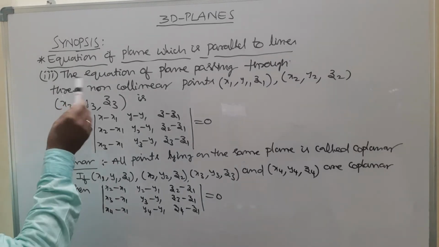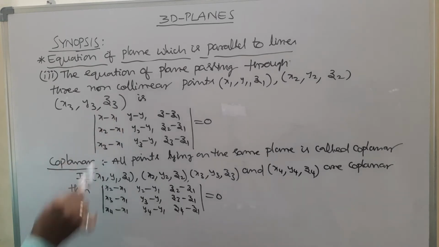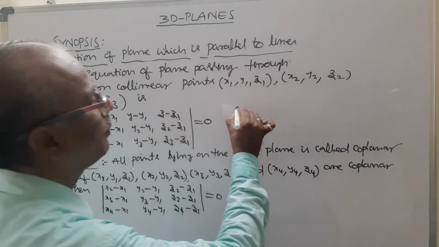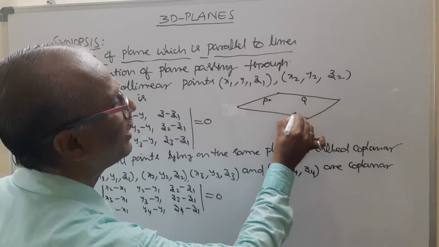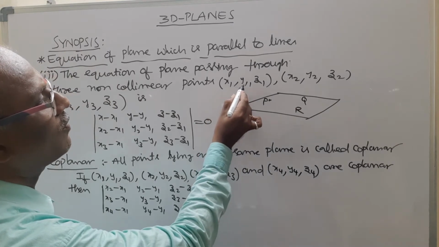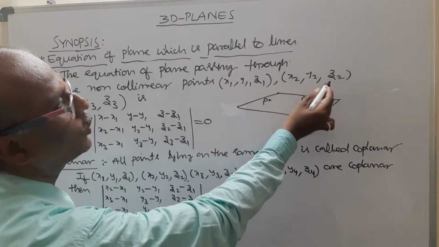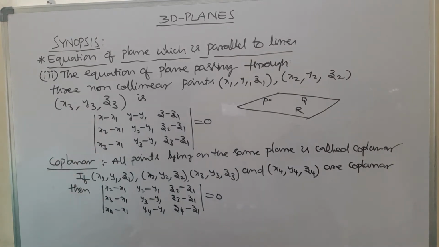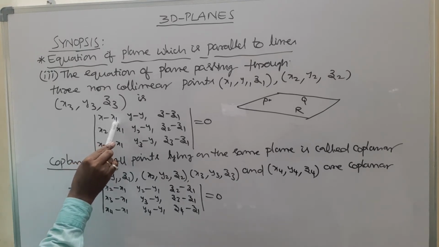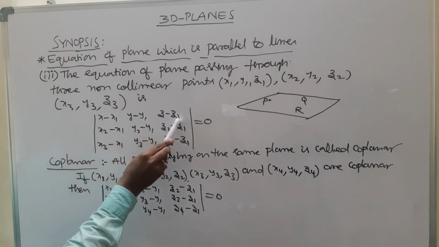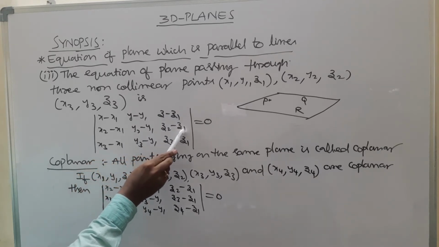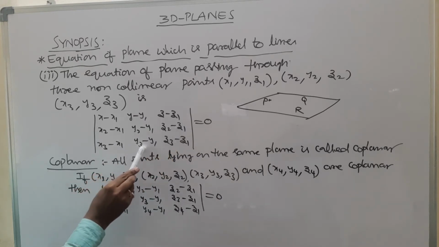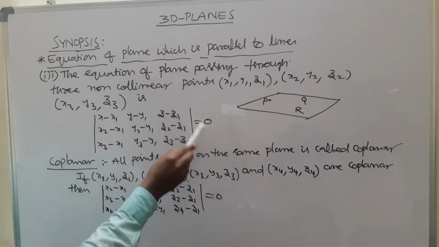Next, the equation of a plane passing through three non-collinear points. This plane surface passes through the points x1, y1, z1; x2, y2, z2; and x3, y3, z3. Then the equation of the plane is the determinant of x minus x1, y minus y1, z minus z1; x2 minus x1, y2 minus y1, z2 minus z1; x3 minus x1, y3 minus y1, z3 minus z1 equal to 0.